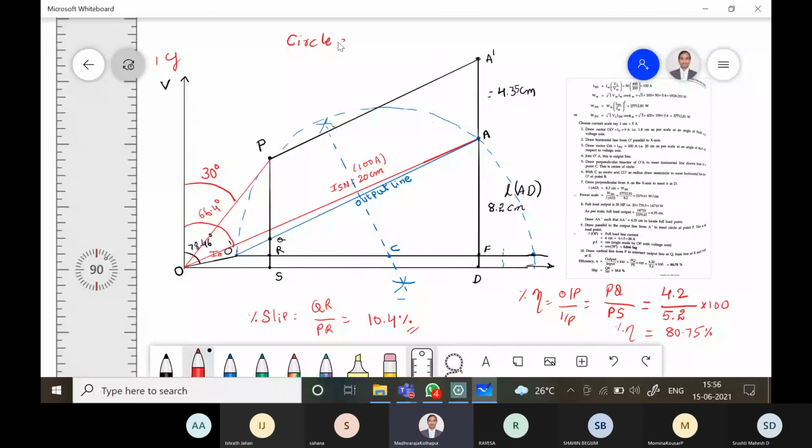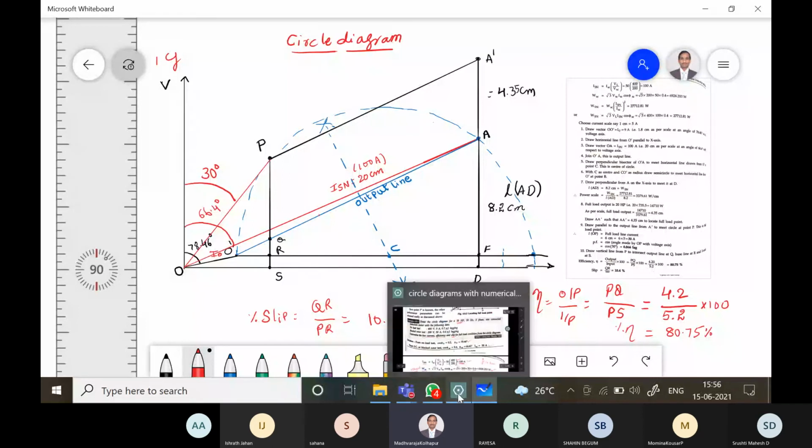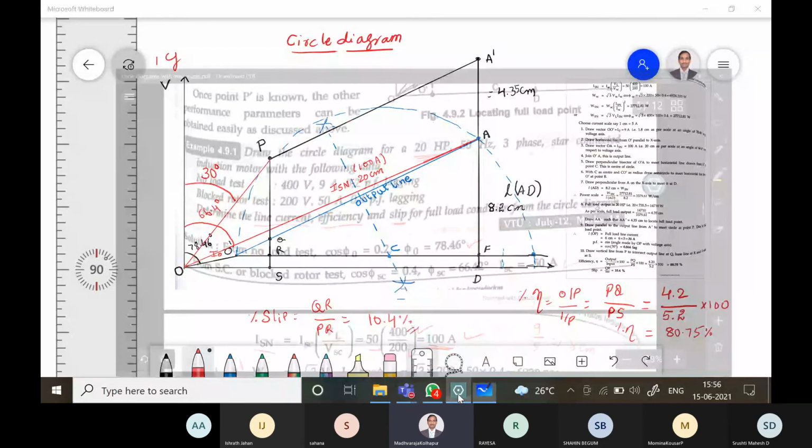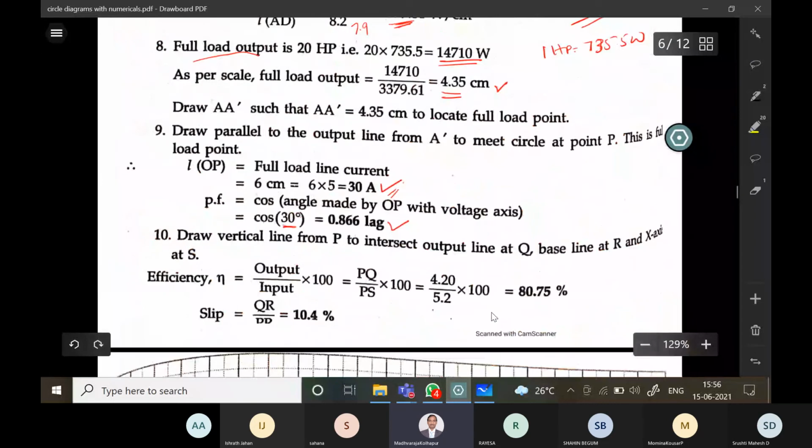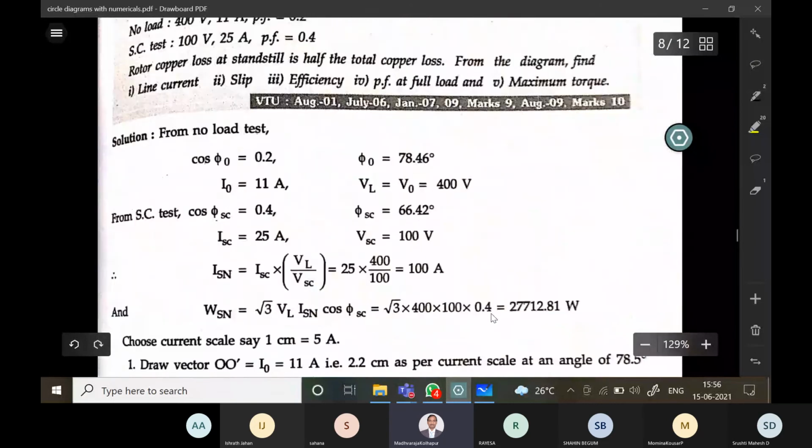So do a similar problem as homework. Then we will try in the next class. Or else we can do it now itself. Again, it will take 1 hour to draw this. So the next problem: draw the circle diagram.